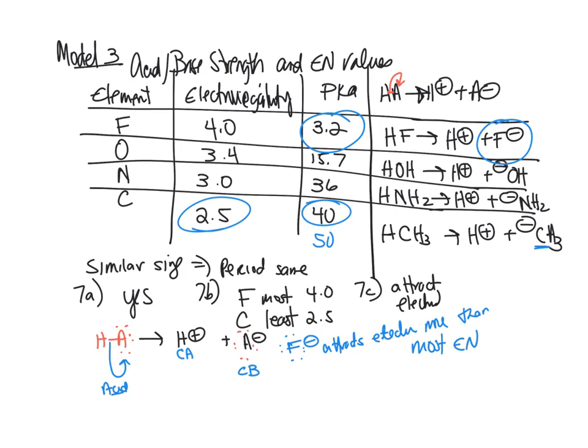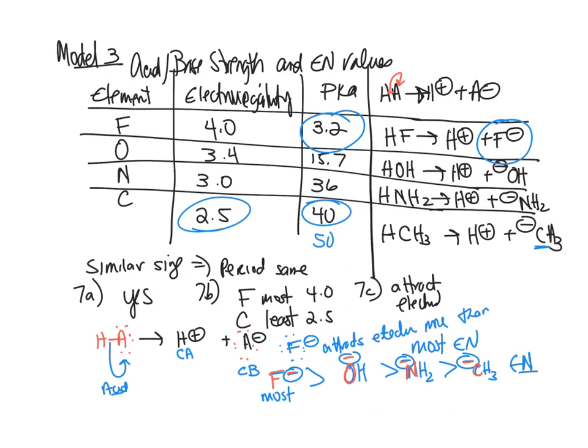Rank the conjugate bases from most stable to least stable. So the fluoride would be more stable. That's your most. And then OH, the same setup, NH2 to CH3. And that's because of electronegativity of the element that is getting the charge.